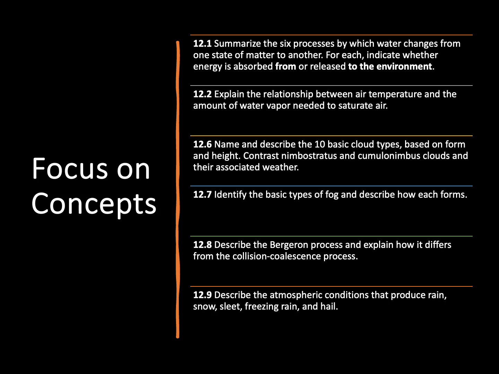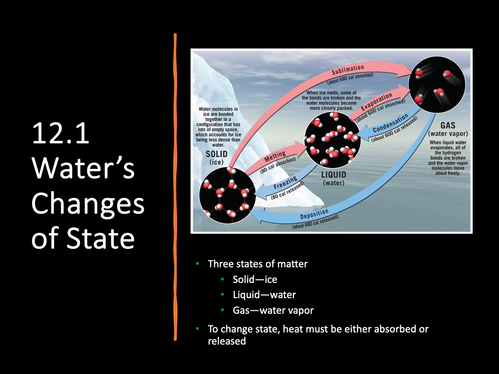In this chapter, we're going to focus on water, but it's going to be a lot different than when we focused on streams and groundwater. In this chapter, we're going to talk about all of the water in our atmosphere, the water inside of our clouds, and the different forms of precipitation that can happen. But we're going to start off in this video talking about how water changes state.